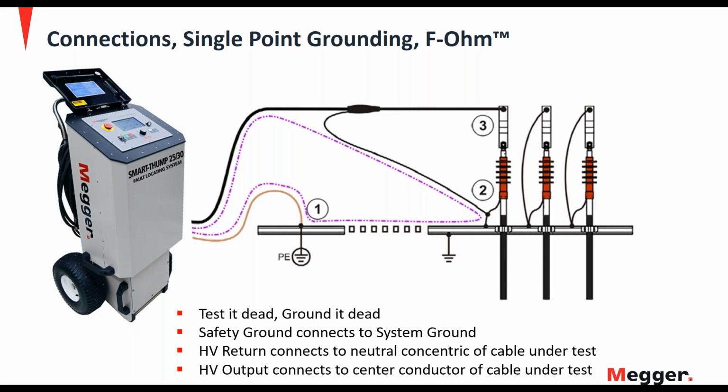Now, if you notice on this picture, there is a blue dotted line here, and that's to represent that Megger Smart Thump has a safety circuit built into it that requires connection 1 and 2 to be at the same potential. If it's not, if you for some reason don't have one of the grounds connected properly, that circuit will trip and it won't let you go hot.